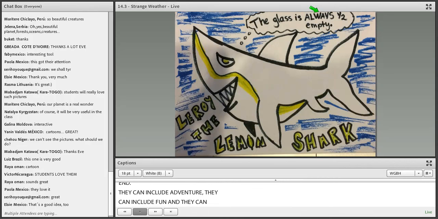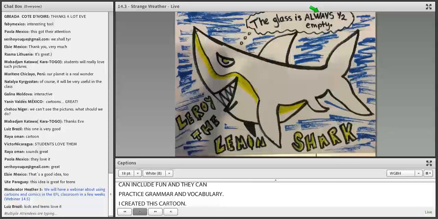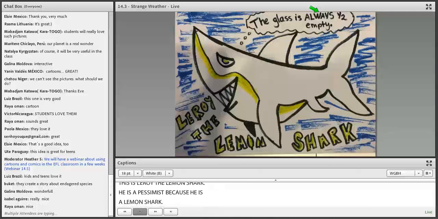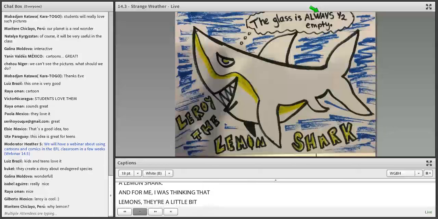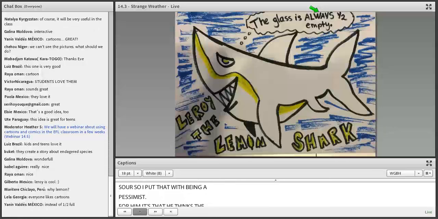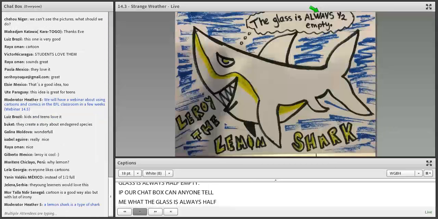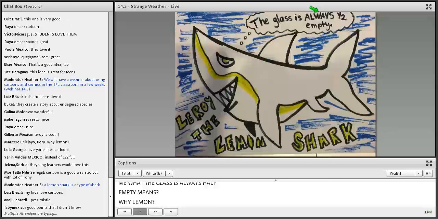I created this cartoon. This is Leroy the Lemon Shark. He is a pessimist because he is a lemon shark. And for me, I was thinking that lemons, they're a little bit sour. So I put that with being a pessimist. And for him, it's that he thinks the glass is always half empty. In our chat box, can anyone tell me what the glass is always half empty means? Why lemon? He is called a lemon shark because actually in real life, his eyes are yellow and he's different from different sharks.